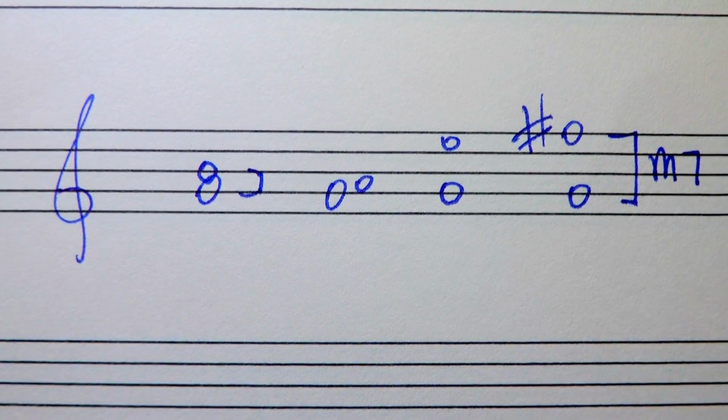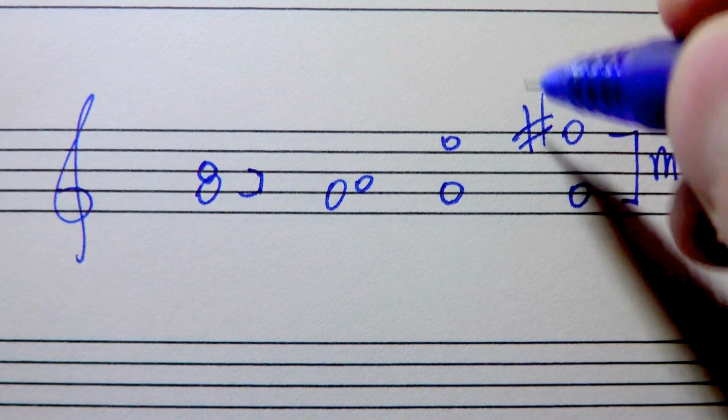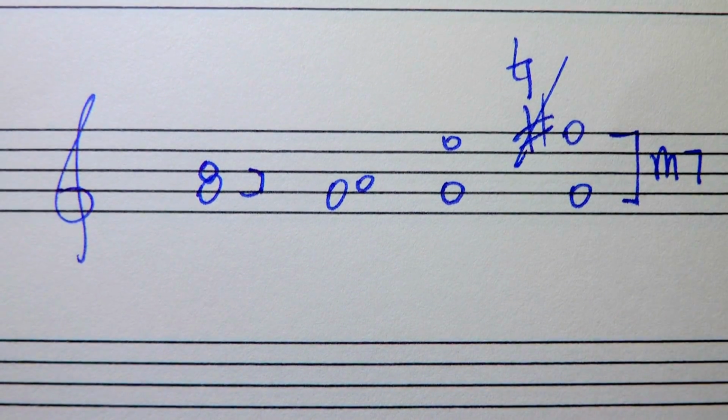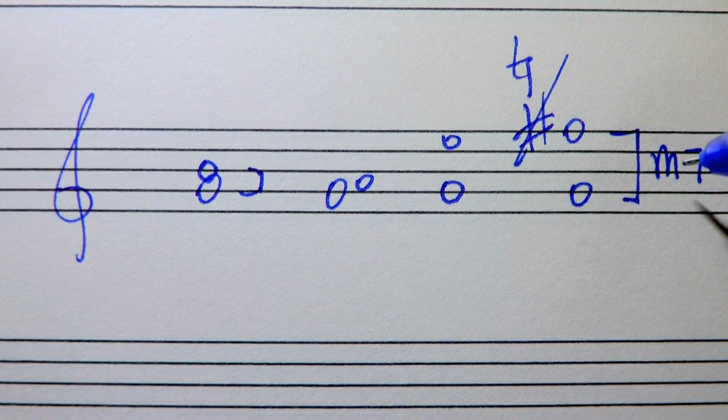That's a major seventh. If I used a natural here instead, this interval will not be major, it would be minor, lowered 1/2 step. So a major interval lowered 1/2 step becomes minor.